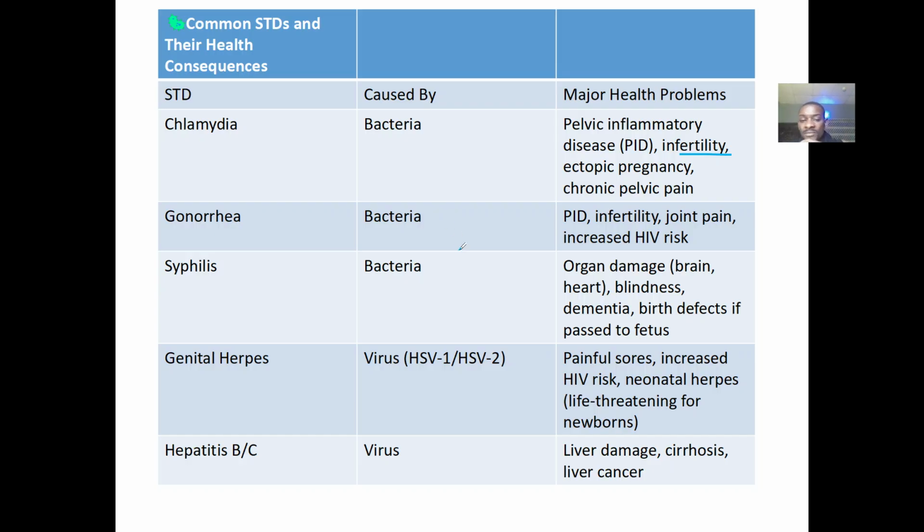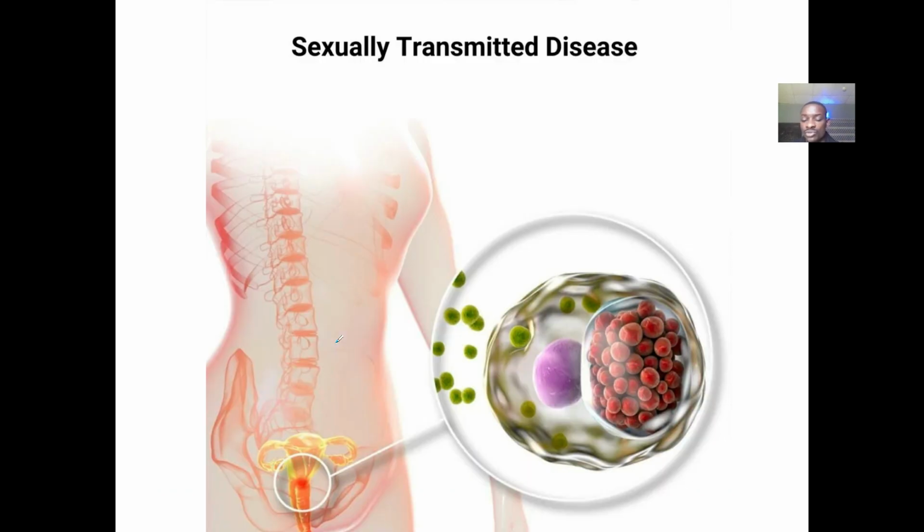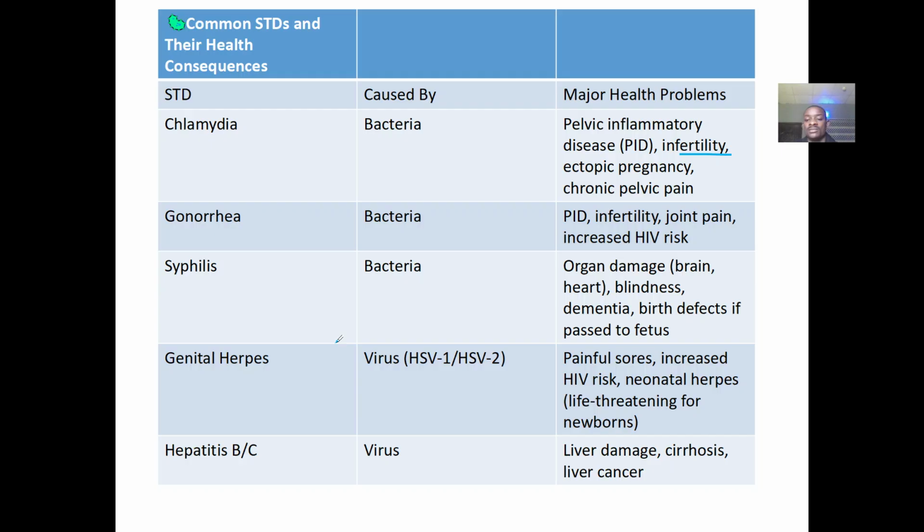Syphilis is a bacteria, it can cause organ damage, blindness, and dementia. It can even be passed to your baby, causing a lot of issues in your baby. Genital herpes, there's a whole lot of sores on your genitals, right? Then it can spread to the baby, causing a lot of issues too.